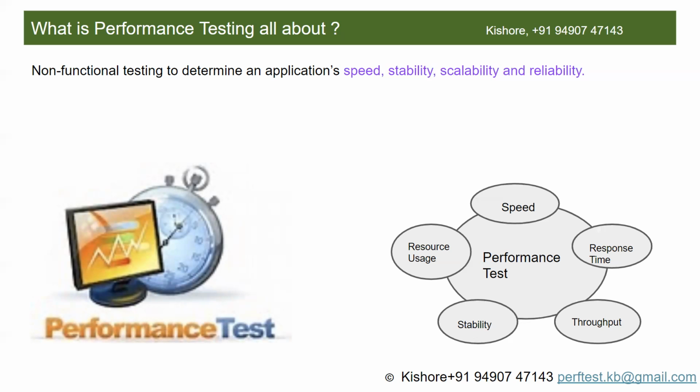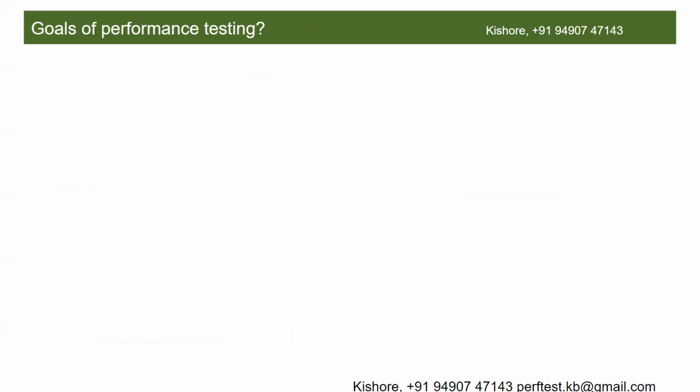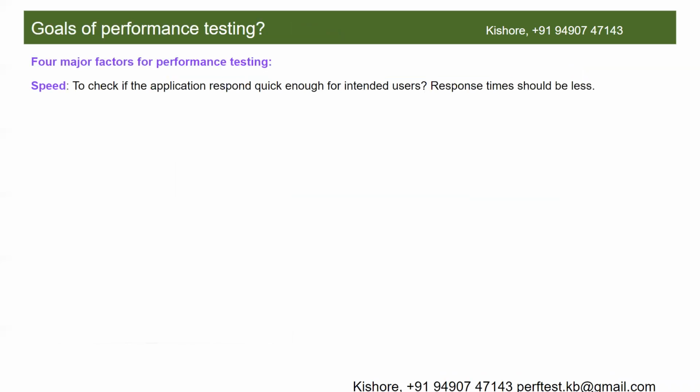Anyways, these are all explained in the next slide in detail. These are the four major factors for doing performance testing. The first one is speed, which I explained. Speed is to check if an application responds quickly enough for intended users, so response time should be less. Yesterday I explained what is response time.